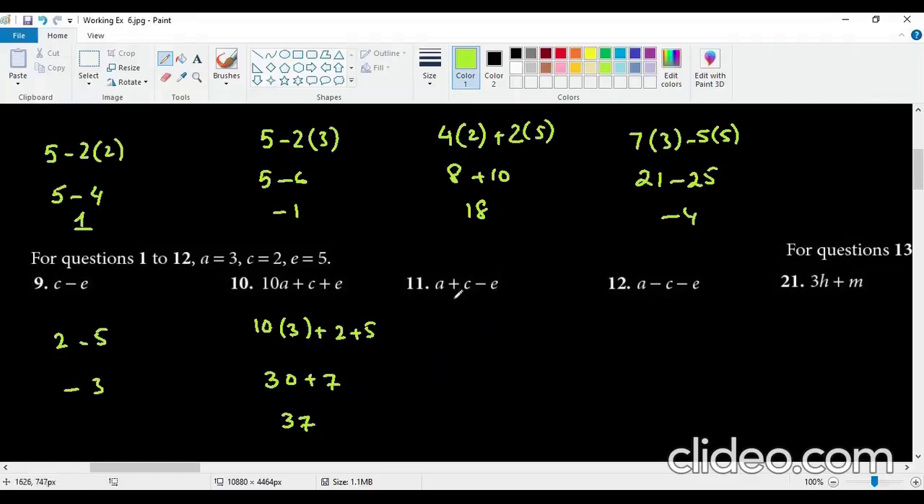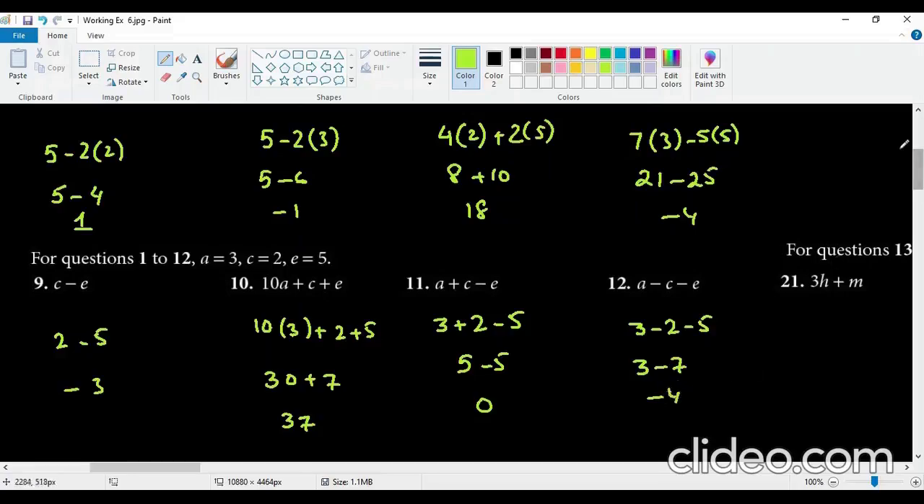Now a, which is 3, plus c, which is 2, minus e, which is 5. That means 5 minus 5 is going to give you 0. Then comes a, which is 3, minus c, which is 2, and minus 5. Now this is going to give you 3 minus 7. So the final answer is going to be negative 4.